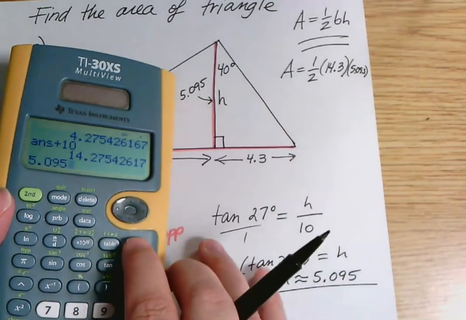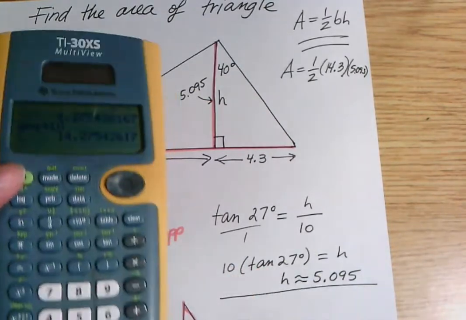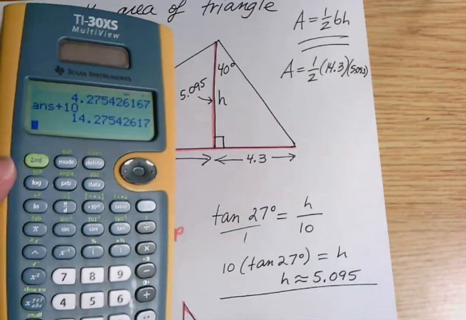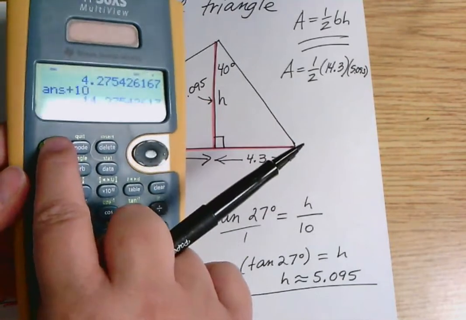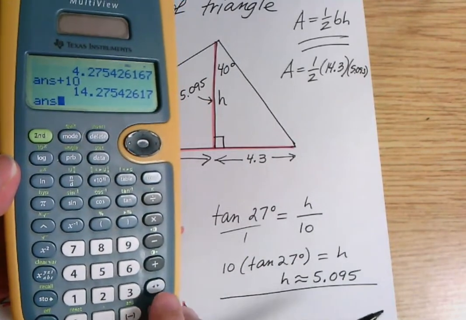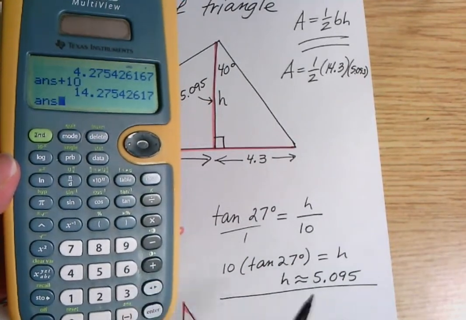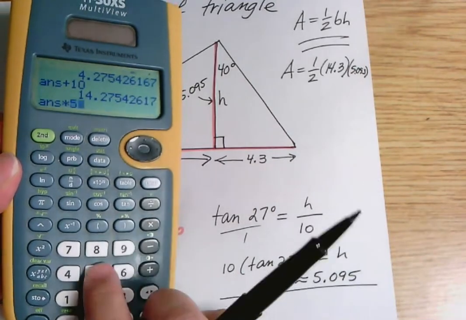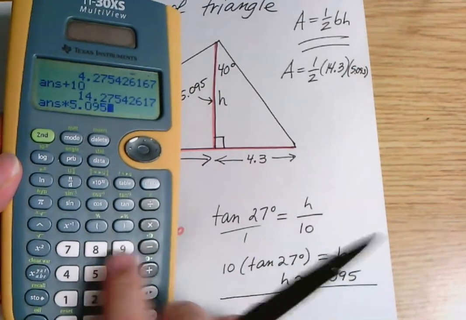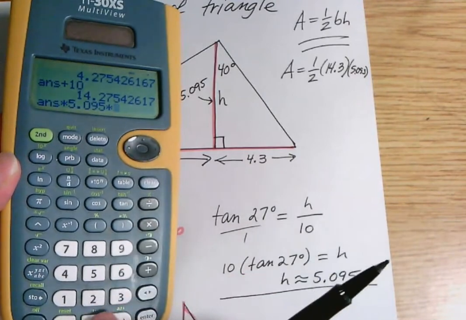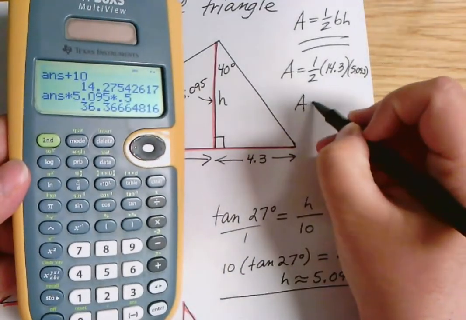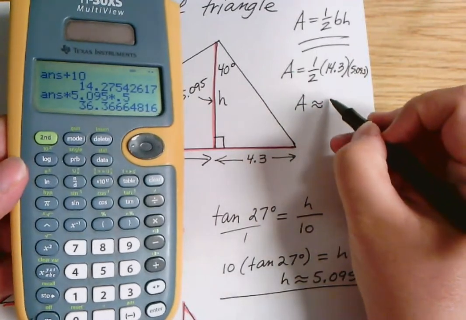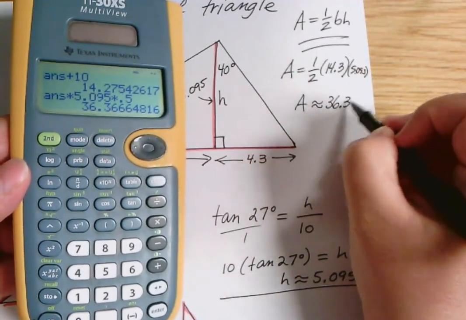Uh-oh. If I don't just press the times or whatever, the way to get it back is right here above the negative. It says A and S. So I can do second and that, and it'll come back up. It basically uses your most recent answer. Times 1/2 is the same as 0.5, so I'm going to use 0.5. And my area is 36.36 or 36.37, something like that.